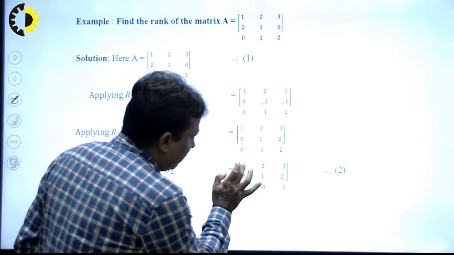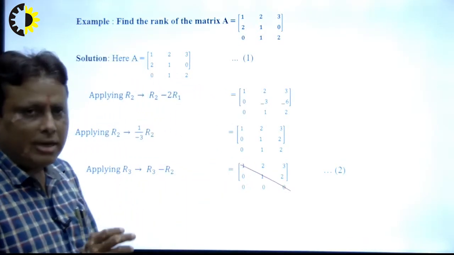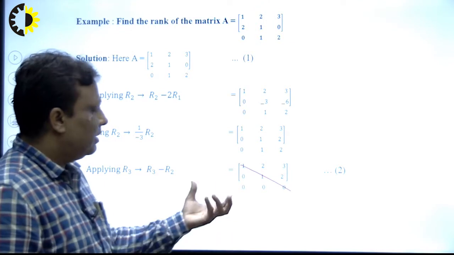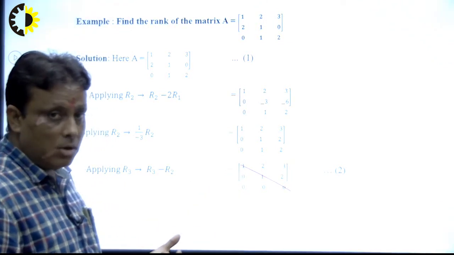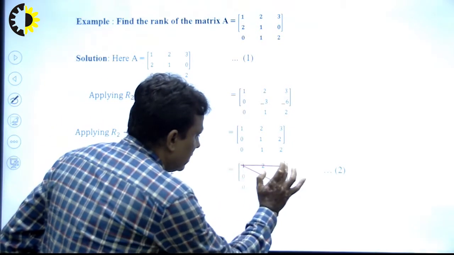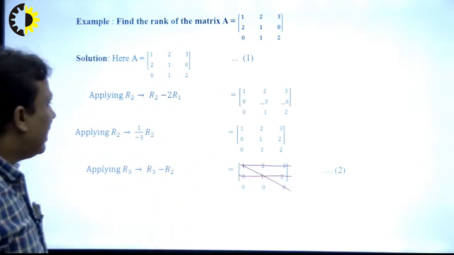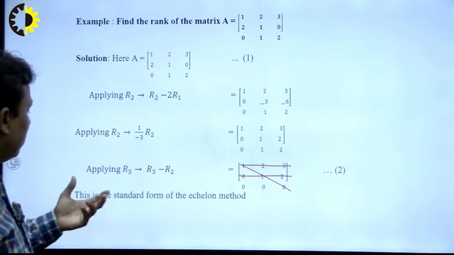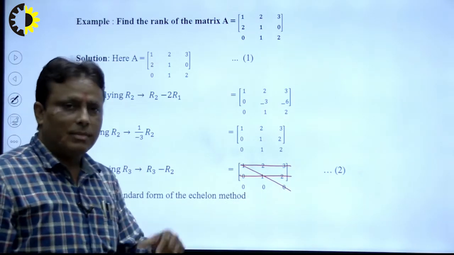Yes, this is echelon form because all elements below the principal diagonal become 0. So this is echelon form. Now, how many non-zero rows are there here? The first non-zero and the second non-zero. So what will be the rank of this type of problem? This is the standard form of the echelon method, right?